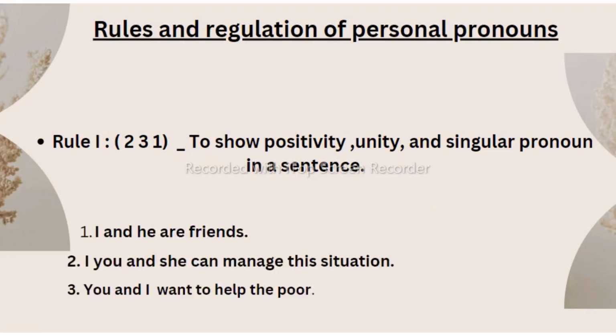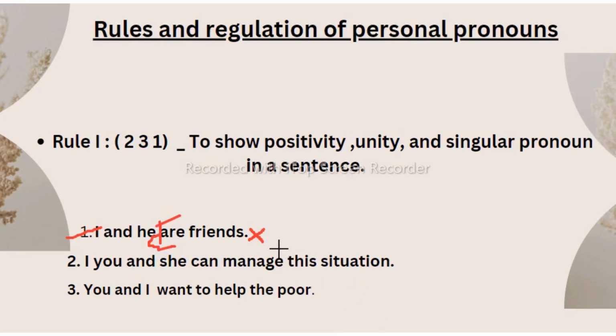So now let's see some examples of this rule 1 where we have to follow the order 2, 3, and 1. Let's see the first example. I and he are friends. Is it a correct one? No, here it is a wrong one, because here we are talking about positivity. So here we have to follow this order 2, 3, and 1. So we have to say he and I are friends. He and I we have to use here. He and I are friends.